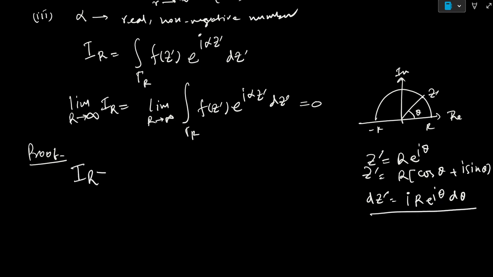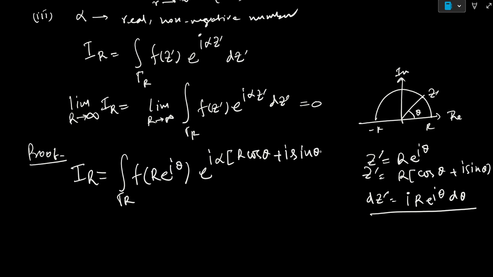So you can write I r as the integral over tau of r. What is f of z prime then? F of z prime is f of r e to the power i theta, and e to the power i alpha z prime, where z prime is equal to r cos theta plus i sin theta. Now what is dz prime? Dz prime is equal to i r e to the power i theta d theta. Okay.